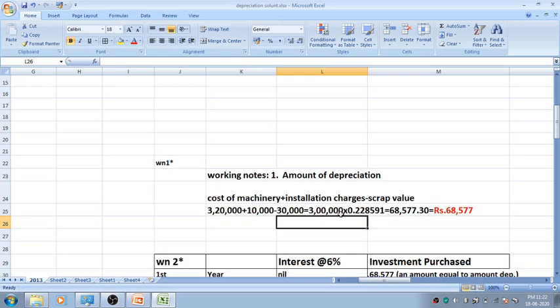Once you calculate 3 lakhs, now multiply this value of the cost of machinery at the end of the 4 years into 0.228591. That will give you depreciation worth rupees 68,577. The depreciation, once you calculate under the sinking fund method, remains constant for the life of the asset, that is for 4 years in the given example.